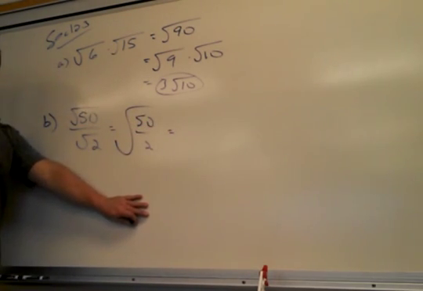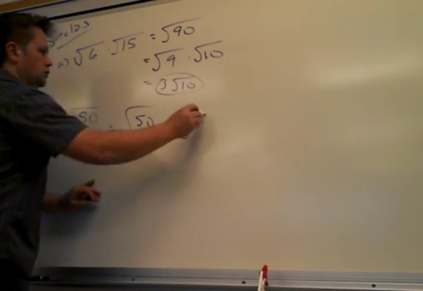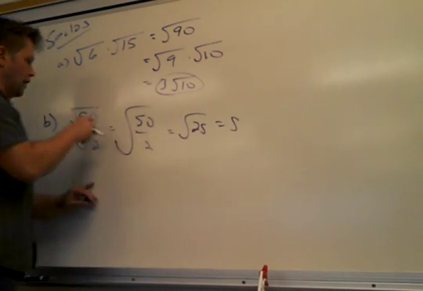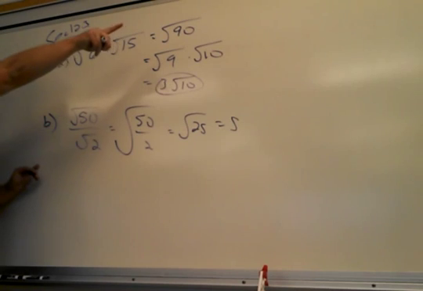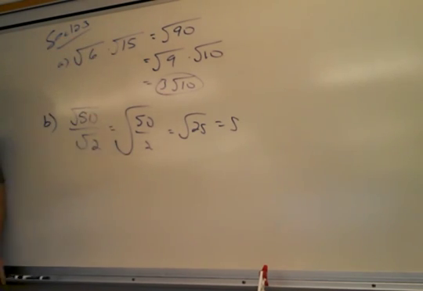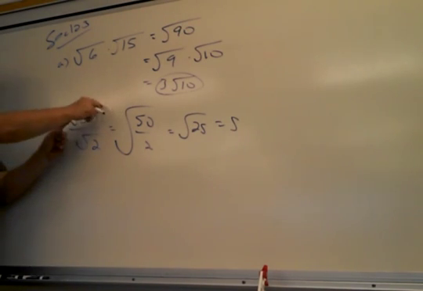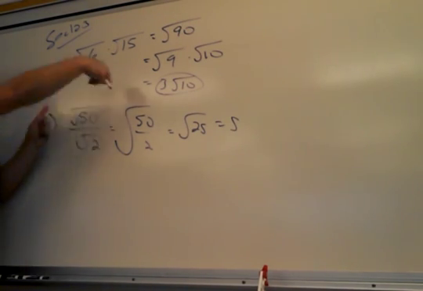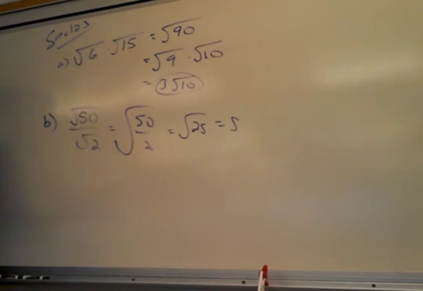What's 50 divided by 2? 25. What's the square root of 25? 5. So when they have the same root, I'm allowed to multiply them, and I'm allowed to divide them. Right? And again, don't forget why that's true, because they each have a 1/2 power that I could take back out. That's how I proved it.